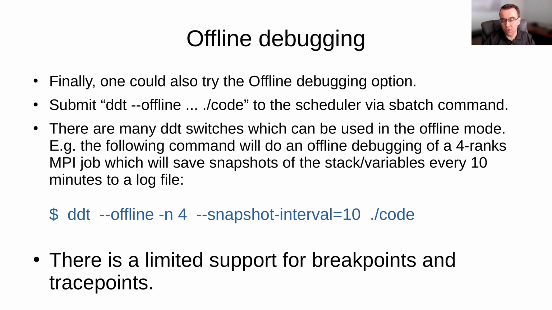There is also an offline debugging option, not particularly recommended, kind of awkward. Debugging is very much an interactive process, but in principle, you can submit it as a batch job with this line. Make sure you load the module, DDT-CPU or GPU, and then you say ddt --offline -n if it's an MPI code. You can set a snapshot interval, say every 10 minutes. It will dump all the local variables to a file. There is also a way to add trace points, so specific variables on a specific line of the code can be recorded. But it's not a particularly useful way to do debugging.